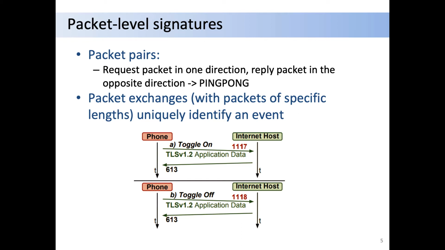So 1,117 is sent, and then 613 is received, versus 1,118 is sent, 613 is received. This is just one example of a pretty simple send and receive packet pair. You can see they uniquely identify an event. So here they were able to determine that one was toggle on, the other was toggle off.